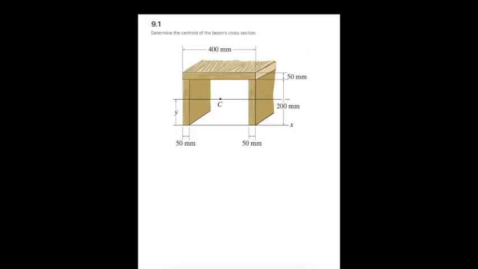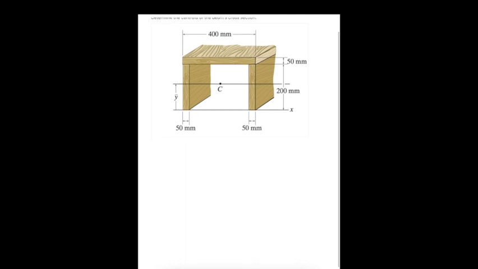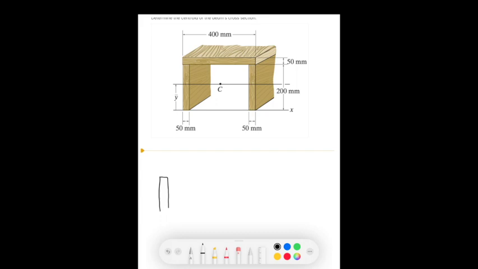In this first example, we have a wooden frame, and we're asked to find the centroid of this wooden beam. We could do this two different ways. The first way is by breaking up the pieces as we see them, the three pieces of wood that are attached together. So if I draw those pieces like this, I might call this one part 1, part 2, and part 3.